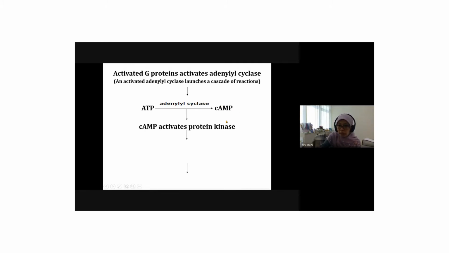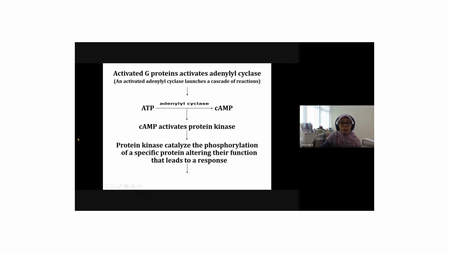Okay, next, there's cAMP, the second messenger. Next, what it does, the cAMP activates the protein kinase. This is another type of protein. If you look in the textbook, it will state protein kinase A and protein kinase C. It depends on the type of protein kinase. So they activate the protein kinase, and then the protein kinase catalyzes the phosphorylation of a specific protein.